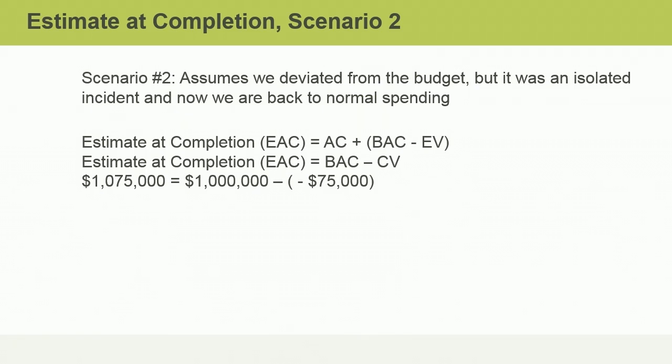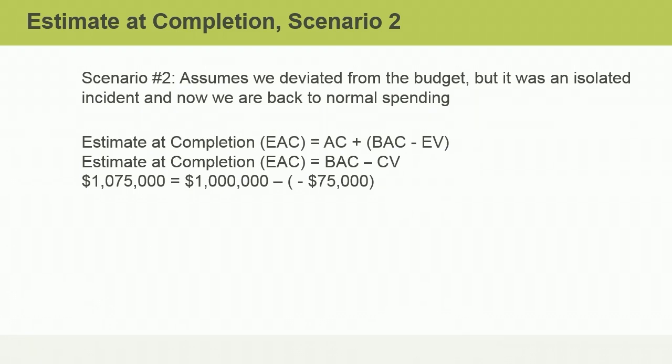The easiest way is to subtract any cost variance from the BAC to come up with the new EAC. Since the cost variance caused by the hurricane is negative $75,000, the resulting formula is $1 million minus negative $75,000. This means you will actually add $75,000 to the original BAC of $1 million, giving you a new EAC of $1,075,000.